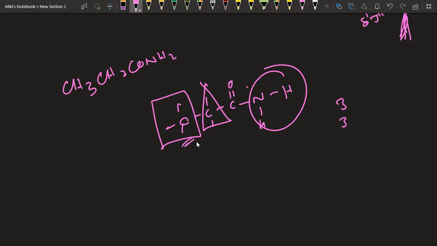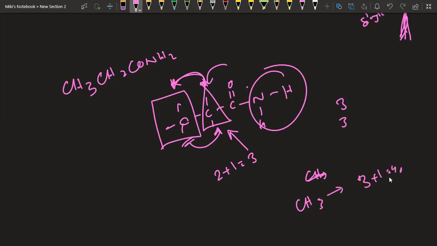For the CH3, the adjacent carbon is this carbon, and the number of peaks should be this carbon's hydrogen, which is 2 plus 1, which is 3. So this will show a triplet. Now for this carbon, we have the adjacent carbon as CH3. So that's 3 hydrogen plus 1, which is 4. That means a quartet. So this will show a quartet in the diagram.